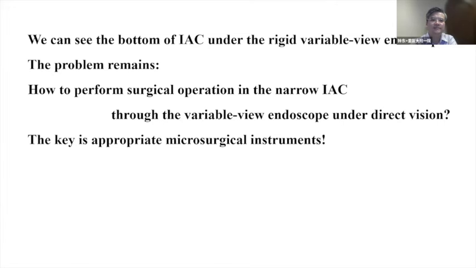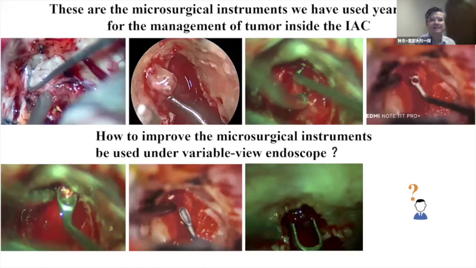The problem remains how to perform surgical operation in the narrow IAC through the variable view endoscope under direct vision. The key is appropriate microsurgical instruments. These are the microsurgical instruments we have used years ago for the management of tumor inside the IAC. How to improve the medical instruments to be best used under variable view endoscope.